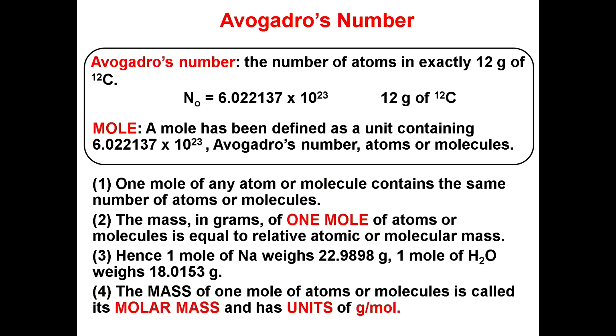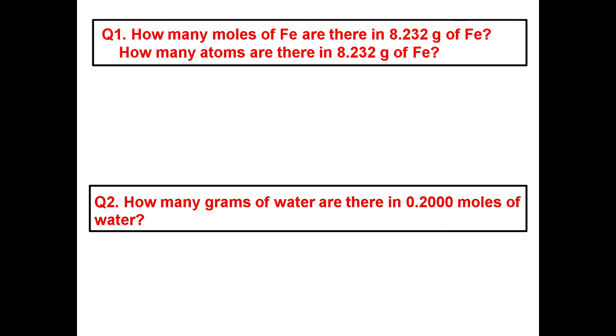One question. Okay, now I have a question. How many moles of iron are there in 0.2323 grams of iron? And how many atoms are in 8.232 grams of iron? I need someone to come here to show the answer.